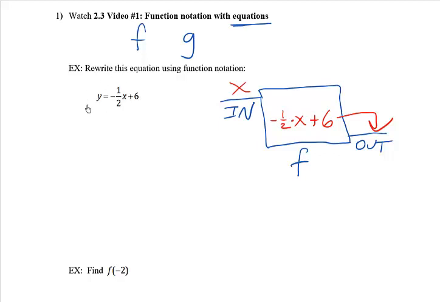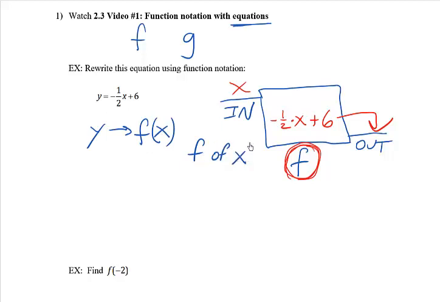Looking back at the original equation, you could even read this as: the output is always -1/2 times the input plus 6. Well, we would like to have a way for the name of the function to show up right in the equation, and so here's how that works. We basically are going to be taking the letter y and replacing it with this notation, f of x. That's how you read that, f of x.